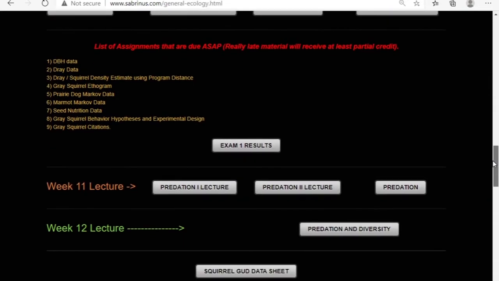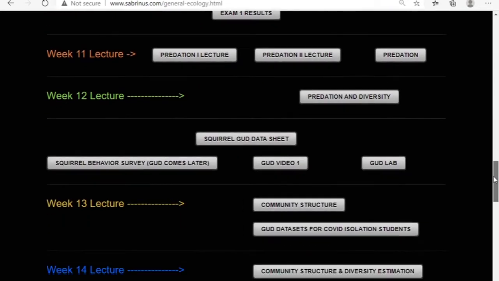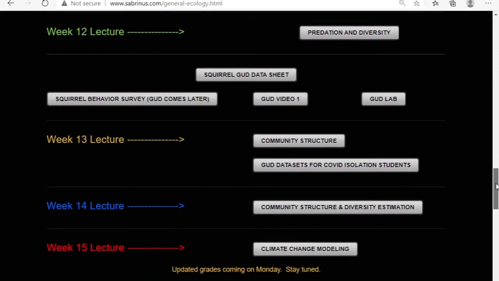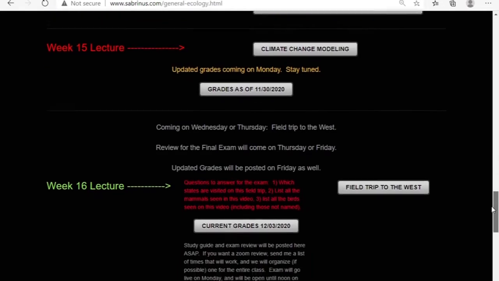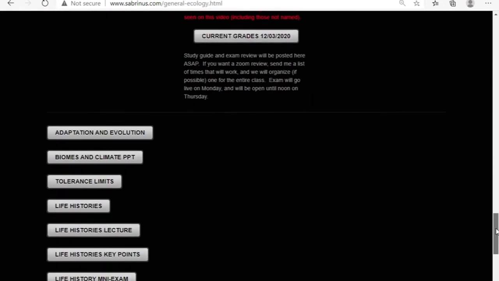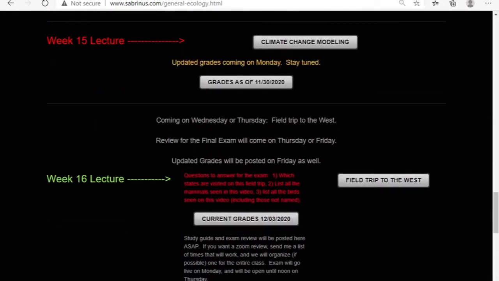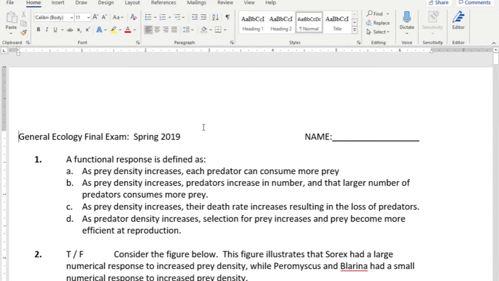So we need to be able to understand those phase planes in competition. We need to talk about stable limit cycles and that sort of stuff. So follow along on this first exam, and let's see what we can get done. I've already opened up that exam. Here it is. The first question that pops up is about functional responses and numerical responses.